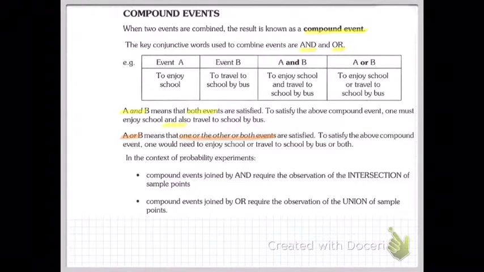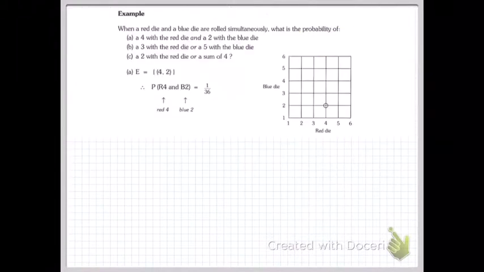And as we saw on the previous slide, and is the same as intersection, and or is the same as union. Time for another example, and here we return to the familiar dice questions. We have a red die and a blue die, which we're rolling simultaneously or together. And part A asks, what is the probability of a 4 with the red die and a 2 with the blue die? The word "and" means intersection.